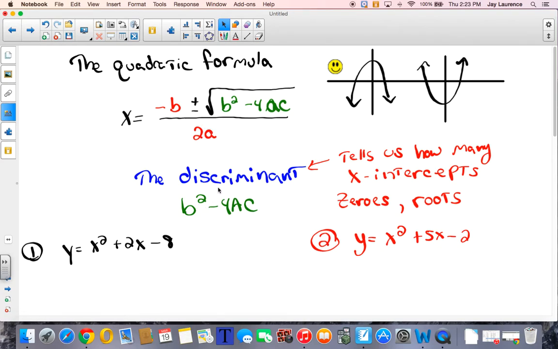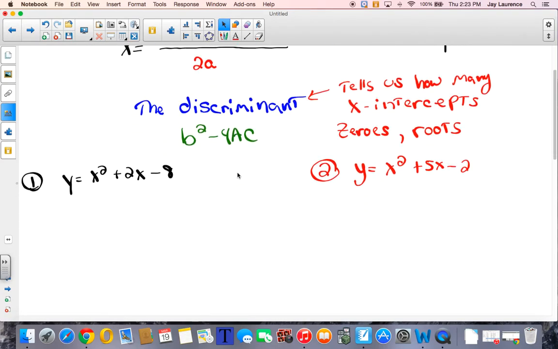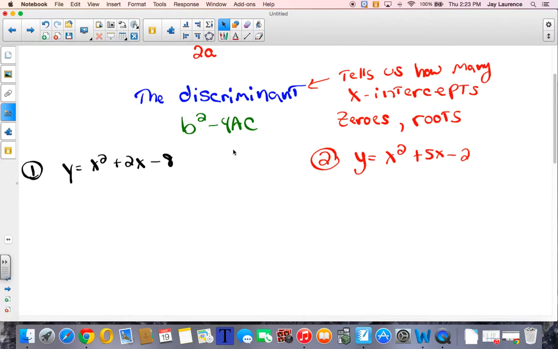The discriminant, and that's going to tell me how many zeros there are. Now, I'm not going to tell you how I know yet. I'm going to go ahead and do a problem. So, first thing I need to do, if I want to do b squared minus 4ac, I have to identify a, b, and c.